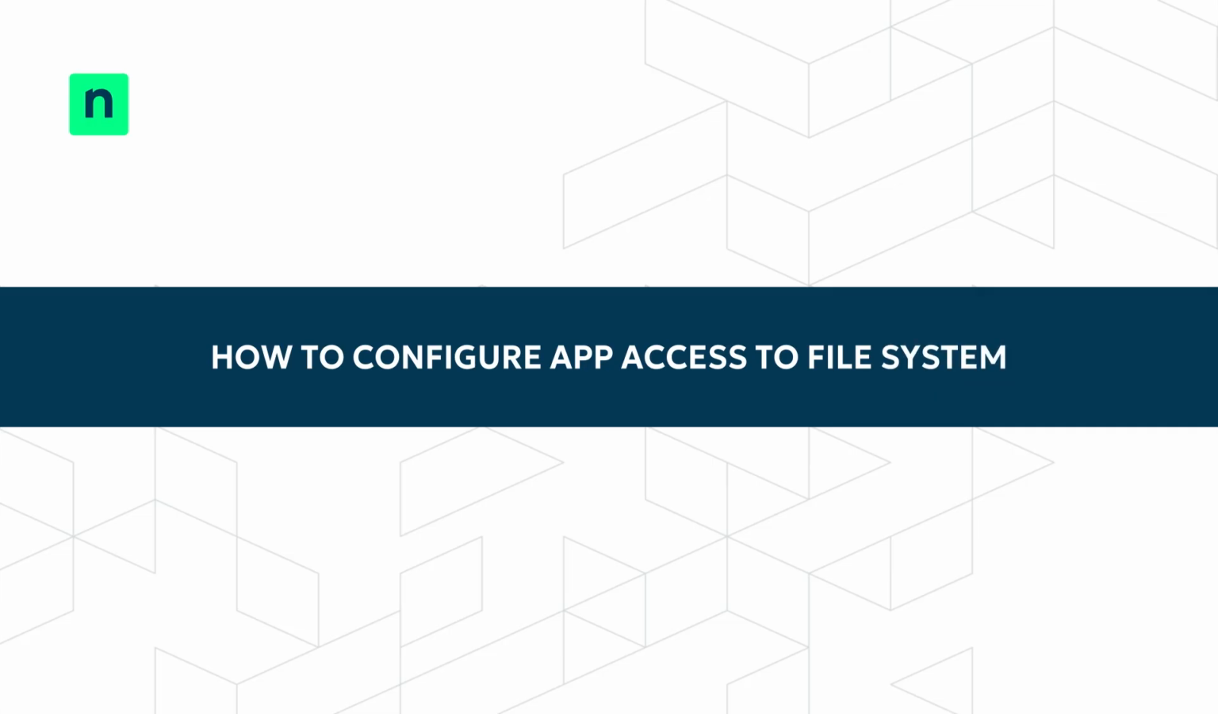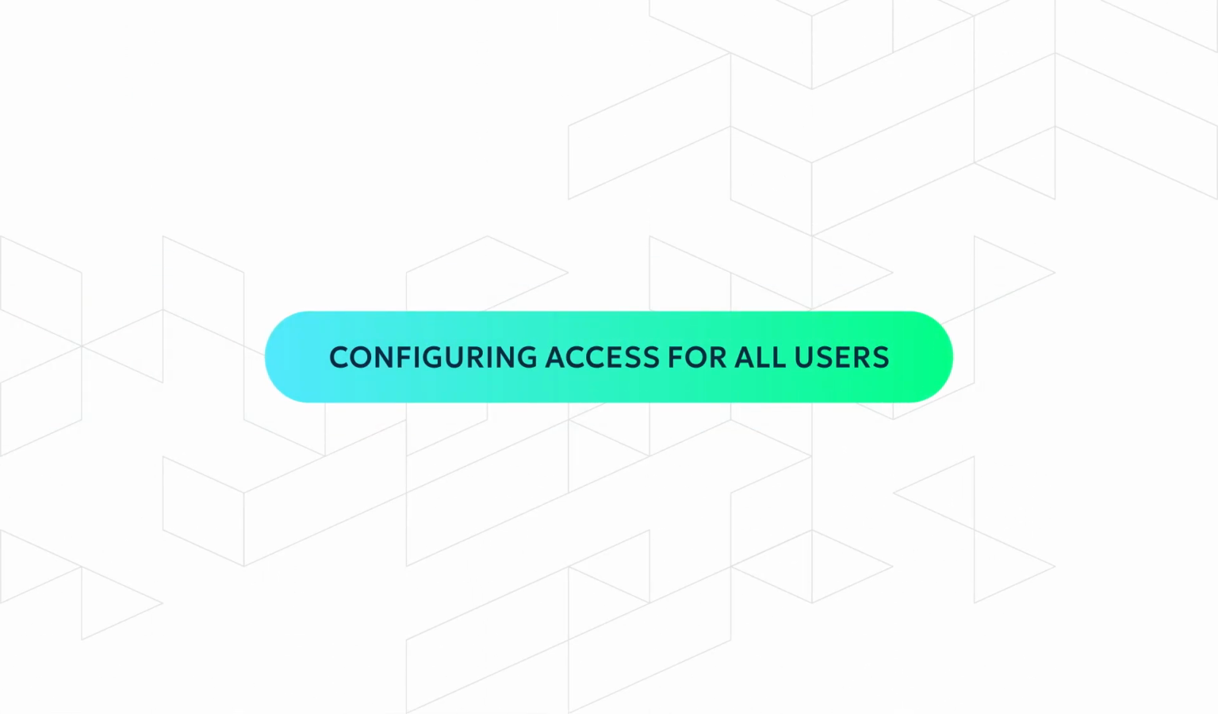How to configure app access to file system. Configuring access for all users. Here's how to block all apps from accessing the file system and prevent users from enabling this access across the entire device. The first step is to open Settings as an administrator and use the instructions in Chapter 1 to open app permissions. The next step will differ slightly.